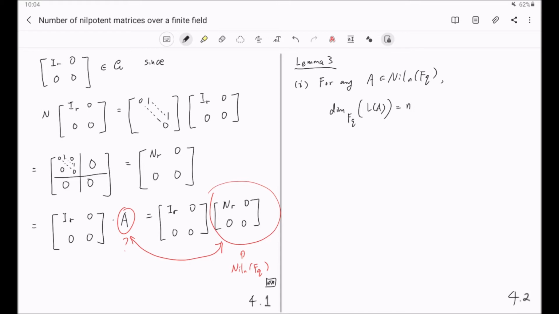And as a consequence of this, because this is a vector space over a finite field, we can compute the cardinality of L of A. For any A in the space of nilpotent matrices, the number of elements in L of A is precisely equal to q raised to the power n.